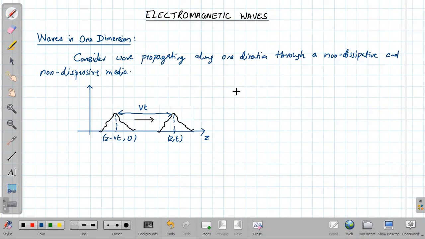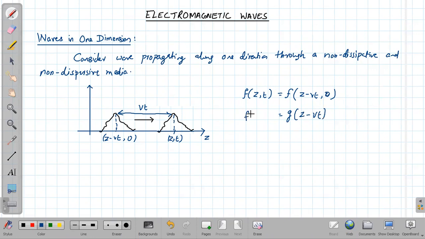Therefore we can write this shape as some function. This function, which represents the shape of the wave at the location z and time t, must be equal to the function at the location z minus vt at time 0. I repeat. This f of z,t, the function which represents the shape of the wave, would be equal to the shape of the wave at the location z minus vt at time 0. So this we can write as some other function of z minus vt.